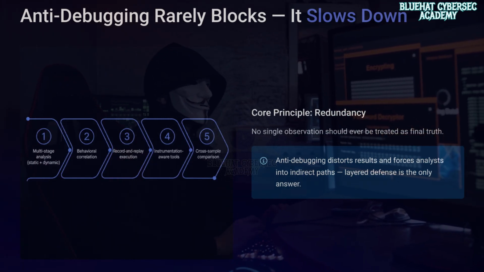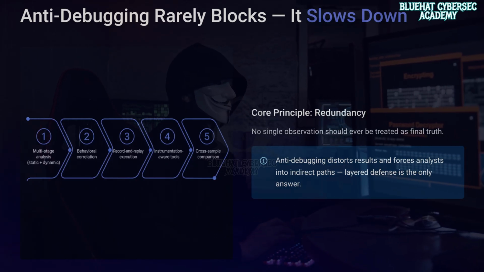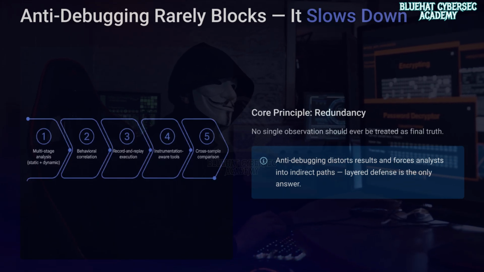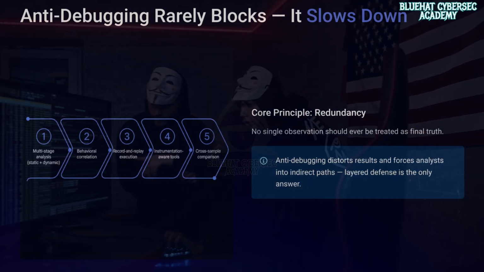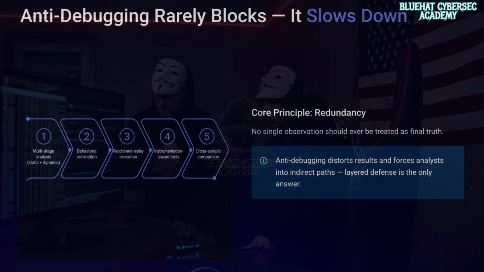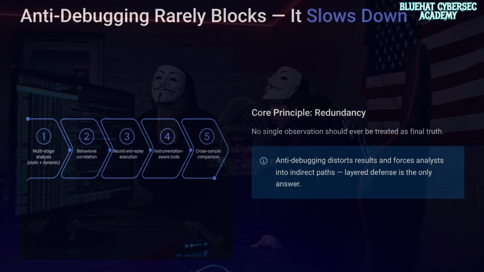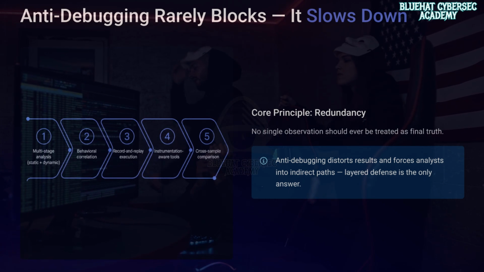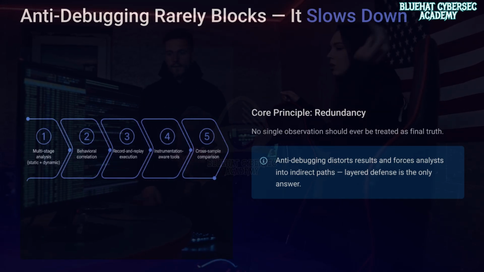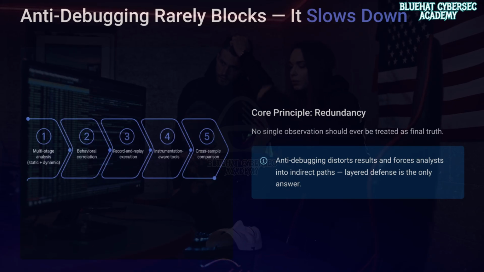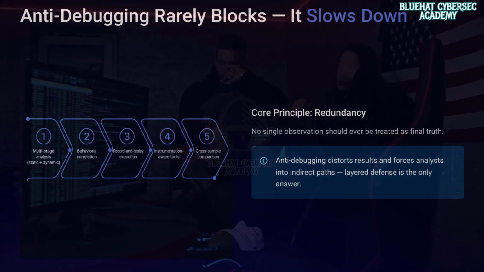You rely on multi-stage analysis environments that combine static and dynamic inspection. You use behavioral correlation instead of trusting single signals. You apply record and replay execution to reduce timing bias. You build instrumentation-aware tools that anticipate evasion patterns, and you compare across multiple malware samples to identify shared behaviors. The core principle behind all of this is redundancy. No single observation should ever be treated as final truth.